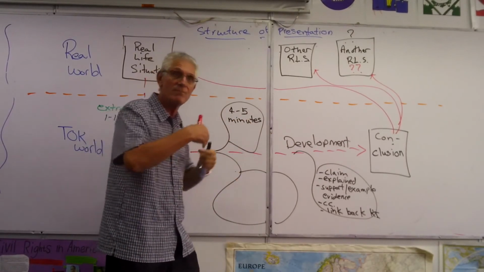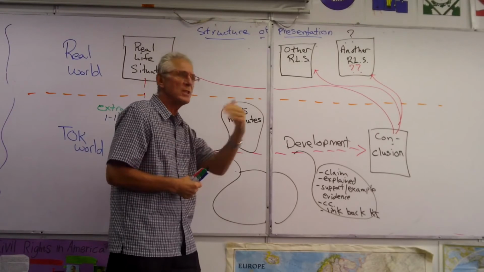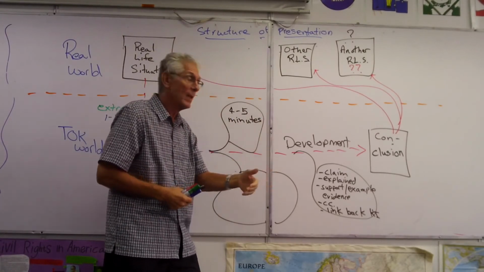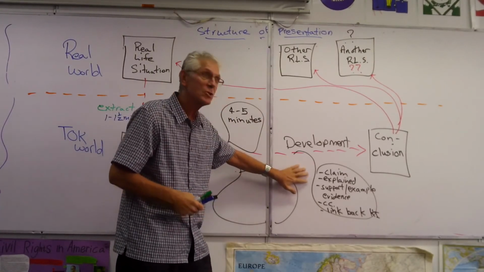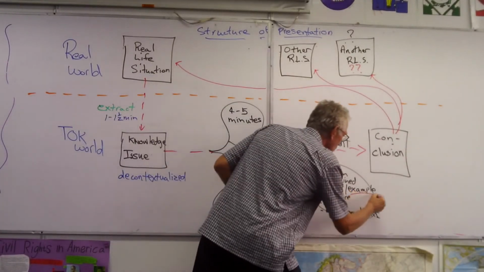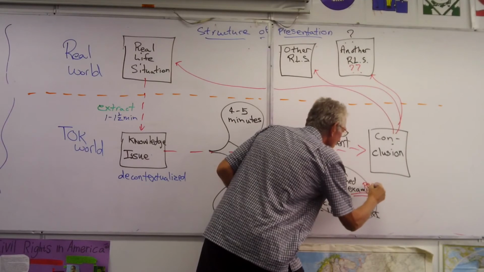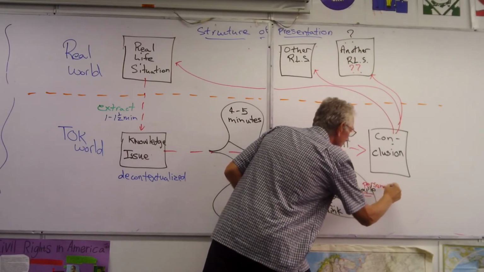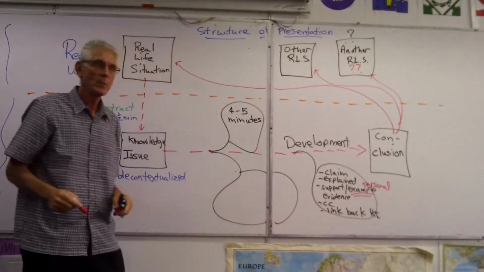Criteria C is involvement with your understanding of your KI. Criteria D is your involvement. And that's where you make sure that you use some personal examples, just like in your essay.